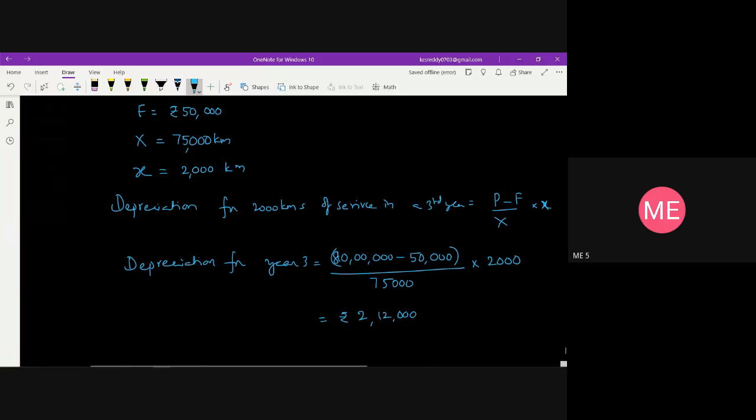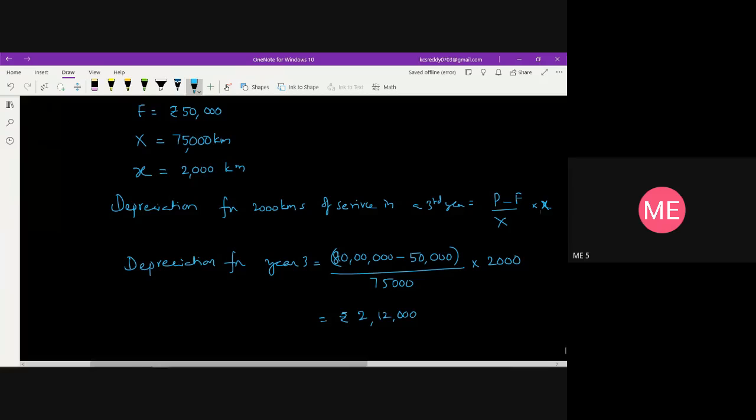This is how we calculate the depreciation for the different methods which we have discussed. There are 5 methods of depreciation we have discussed till now: the straight line method, the declining balance method, the sum of years digits method, the sinking fund method, and finally the service output method. These 5 depreciation methods are used to calculate the overhead charges. Today I'll stop here and we'll discuss tomorrow.